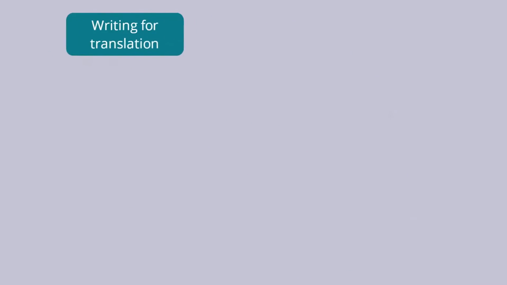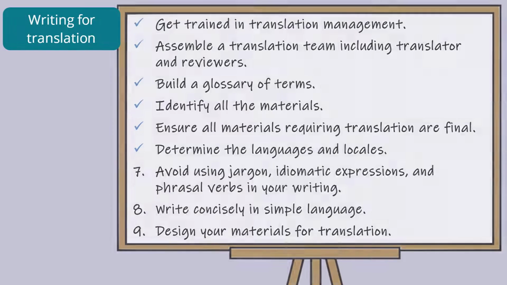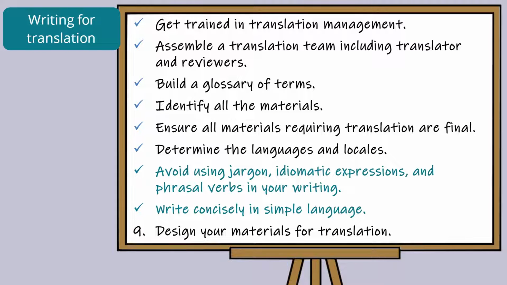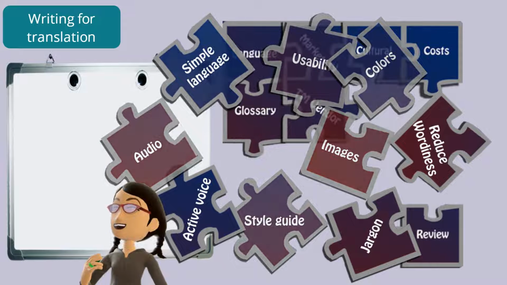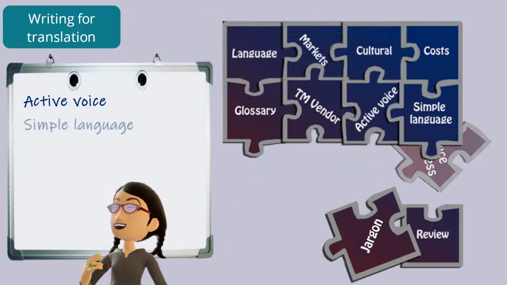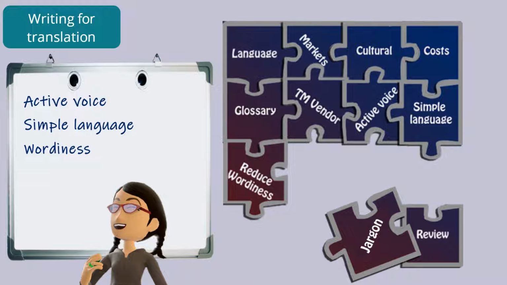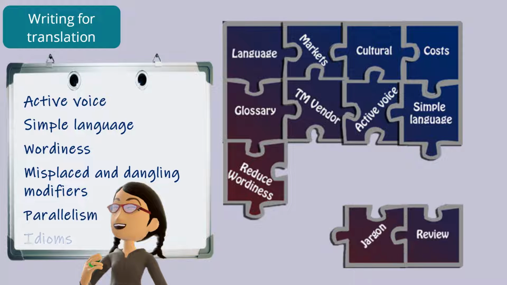Writing for translation is extremely important. Learning the skills in steps 7 and 8 are vital to avoiding misunderstandings. The writing skills covered here are essential for all business writing. Topics include active voice, simple language, wordiness, misplaced and dangling modifiers, parallelism, and idioms. Applying these practices in all your business writing only improves communication.